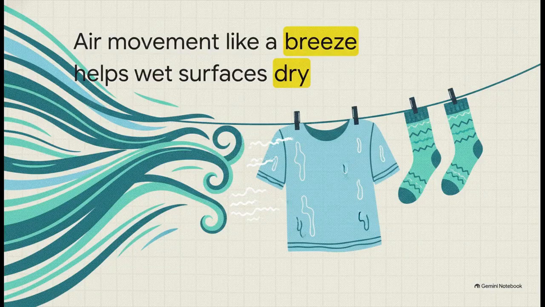Next up is moving air. I want you to picture a really windy day, drying your wet clothes on a clothesline in record time. Why does that actually happen? Because a breeze or a fan literally sweeps the newly formed water vapor away from the surface of the wet object. By clearing away that humid layer of vapor, the moving air makes room for more liquid water to evaporate, helping surfaces dry much, much more quickly.